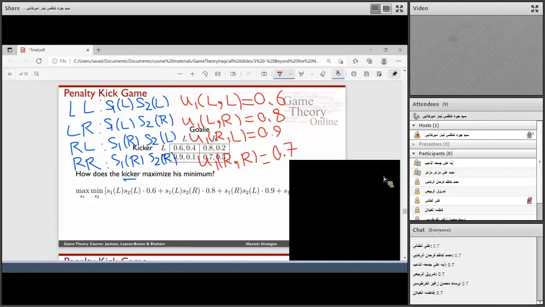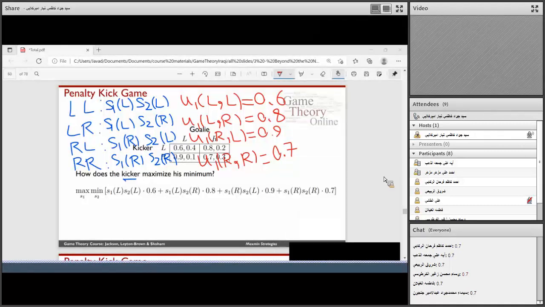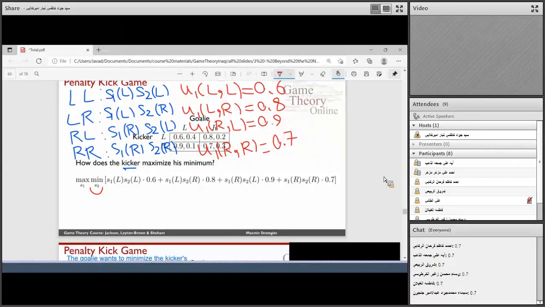And then, obviously, we need to multiply that by the probability. That's why we have this value. S1L, S2L, 0.6. S1L, S2R, 0.8. S1R, S2L, 0.9. S1R, S2R, 0.7. Again, because it's a max-min problem, we still need to solve the inside first. So we're going to find the minimum over S2 of this whole thing.